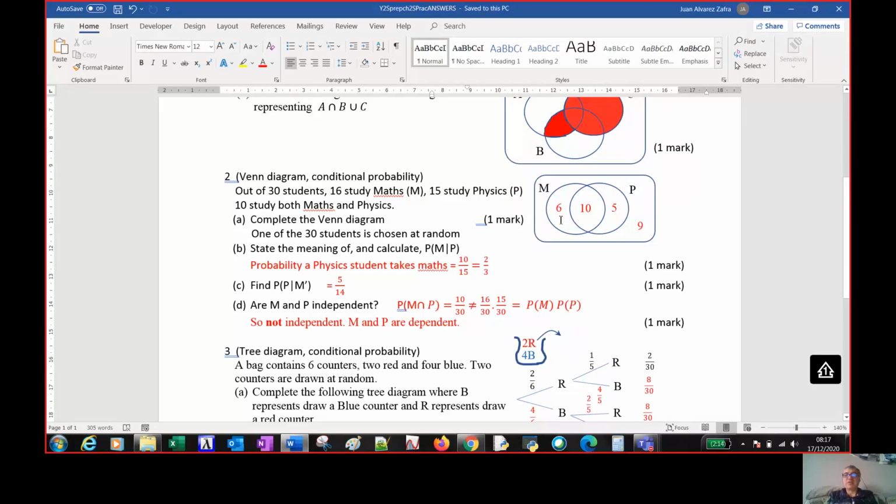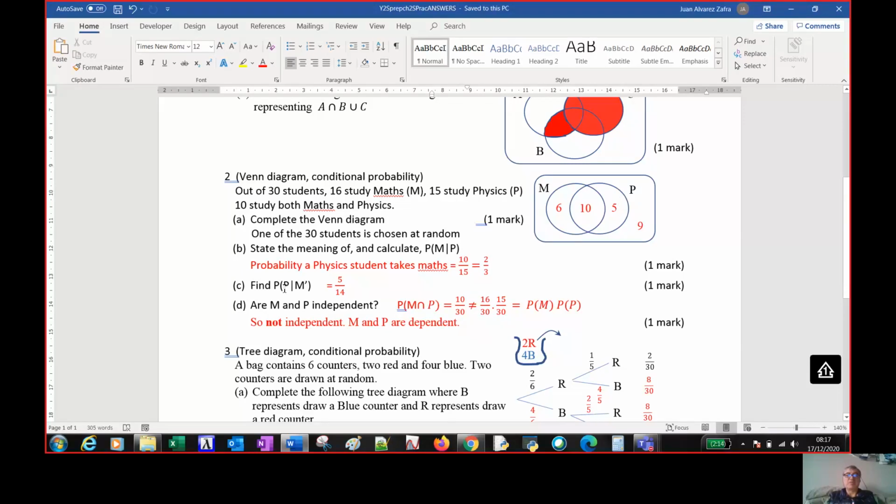So if we now look at the Venn diagram, how many not math students are there? There are 5 and 9. 5 students who study physics, but not maths, and there are 9 who don't study maths or physics. So there are 14 students that don't study maths. How many of those study physics? Well, it's 5 out of those 14.